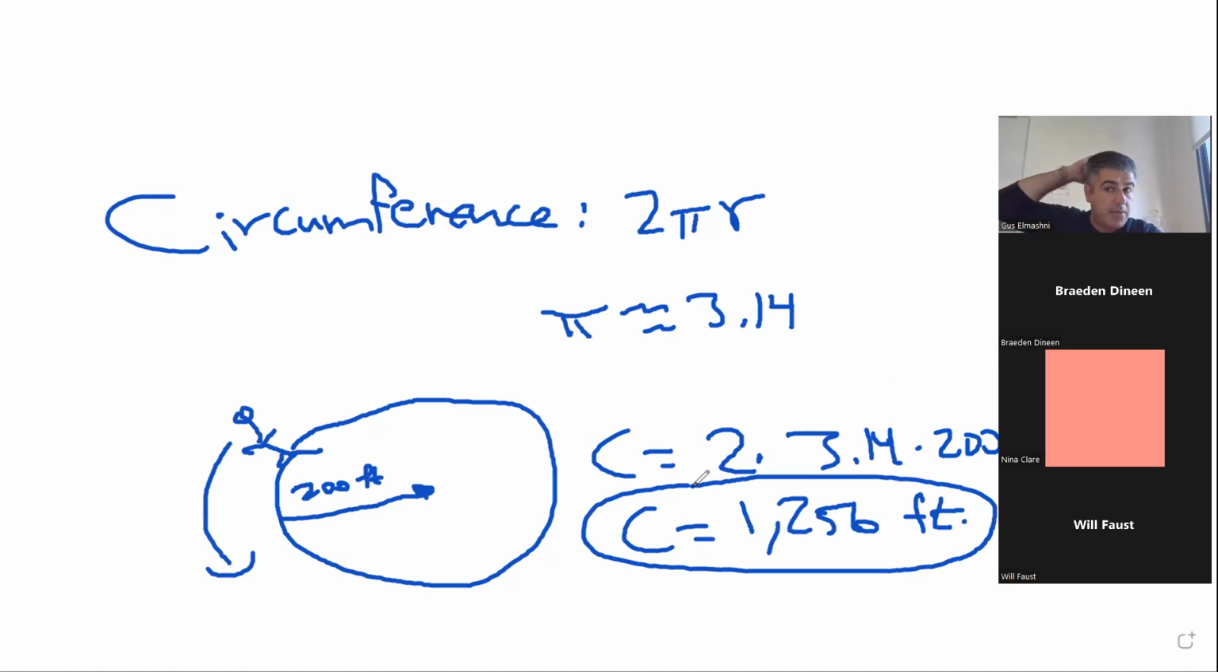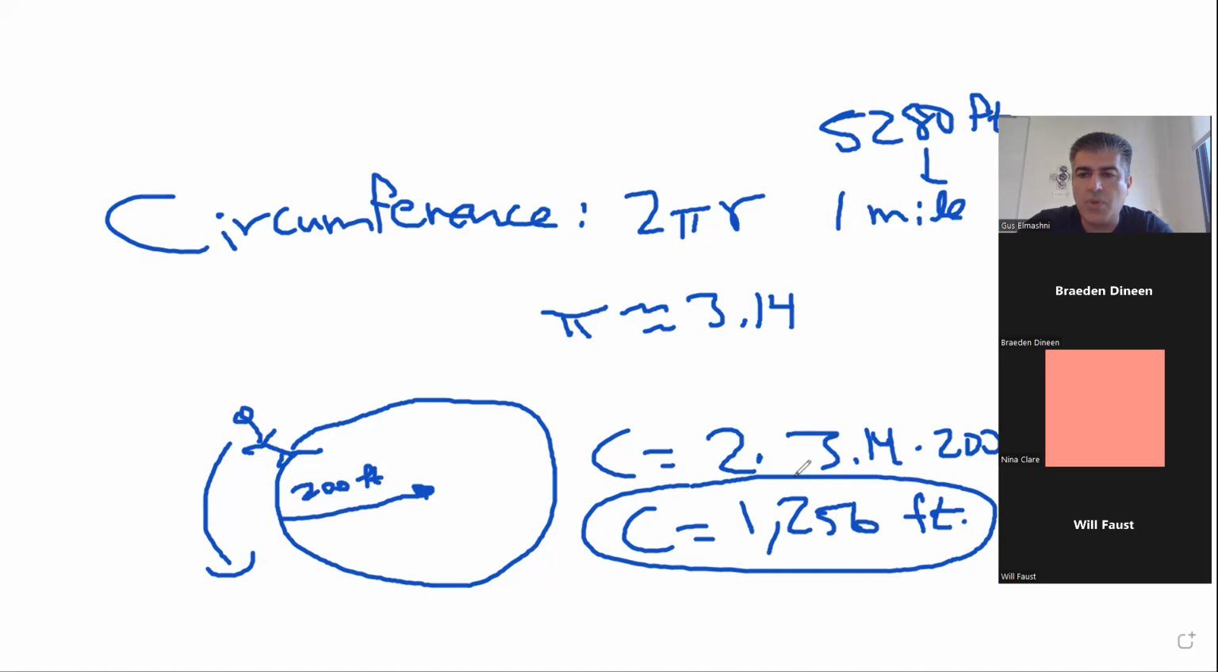So if you walked around a track that had a radius of 200 feet, walked around it once, that's how much you walked. They do say that you're going to get about 10,000 steps a day, which is roughly about 5 miles. For those who are not sure, there's 5,280 feet in a mile. So you'd have to walk around this track probably 4.5 times to get to 1 mile.